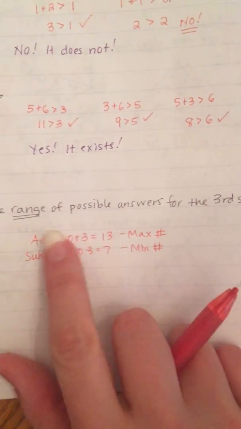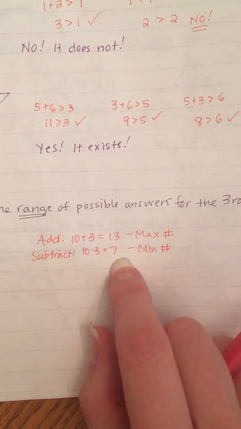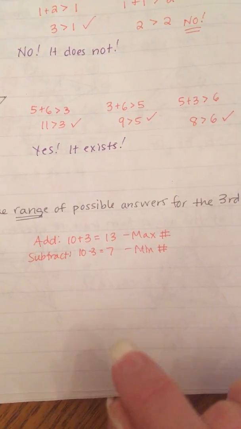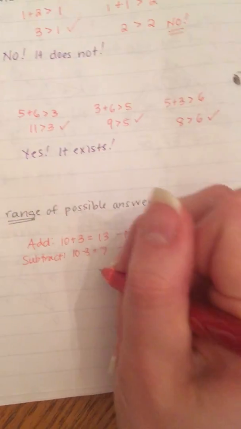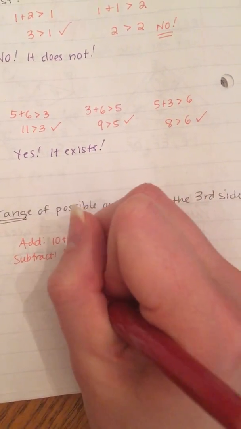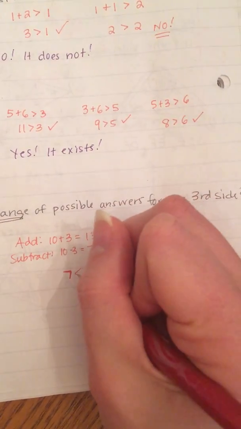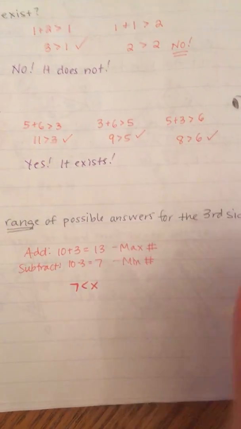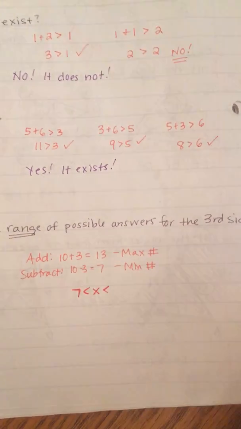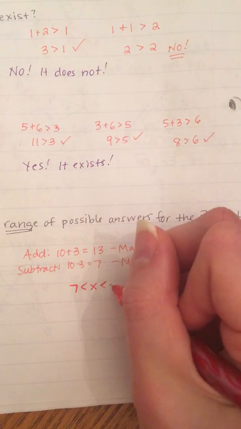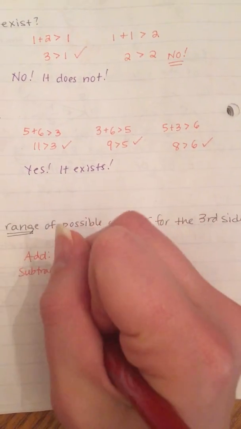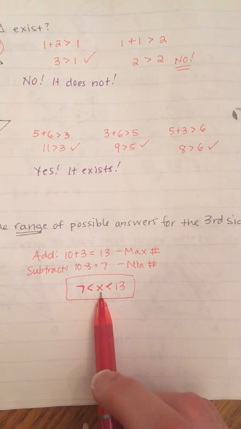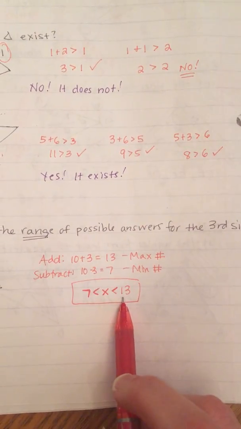So your range is not going to include 7 and 13, but it's going to be in between 7 and 13. So how you write it is an inequality. 7 is my minimum number. I'm going to do 7 is less than X, my third side, which is less than 13. This is how you write out the range. Your third side is in between 7 and 13.